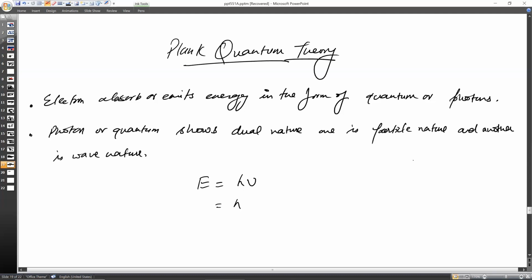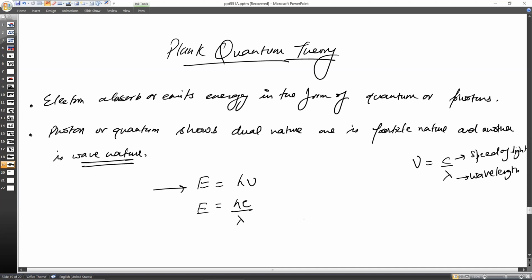And nu is the frequency. We can define frequency by c by lambda, where c is the speed of light and lambda is the wavelength. So if I talk about the wave nature, the energy of this wave can be predicted using this formula, E equals h c by lambda, where h is Planck's constant, which has a value of 6.6 into 10 raised to the power minus 34 joule seconds. Note it down, please.